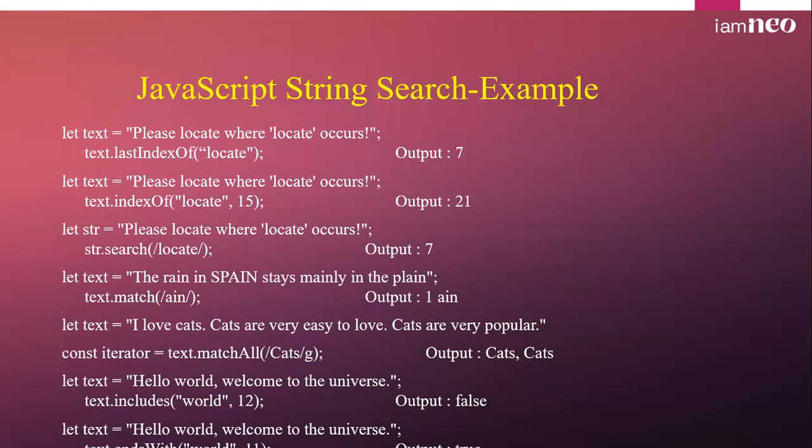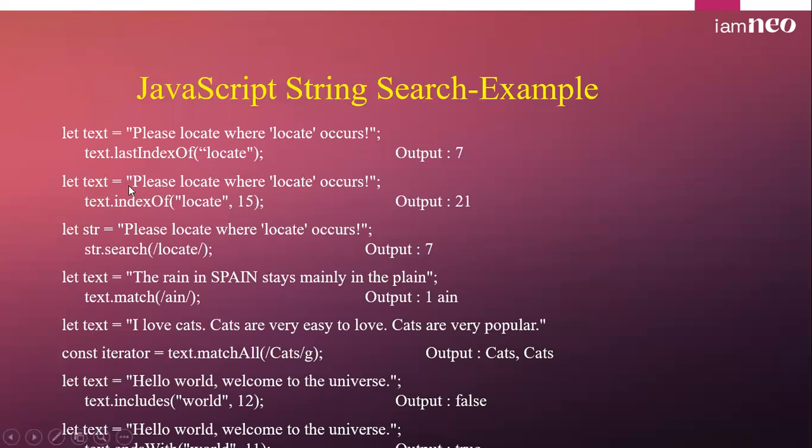String search example. Let text is equal to please locate where locate occurs. This is the given text. I'm going to find the last index of locate. So it will return the last index of the word locate, which will be the 7th position. Next is index of locate from the 15th position. So the output will be 21.